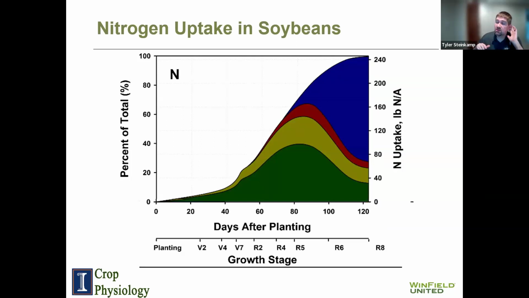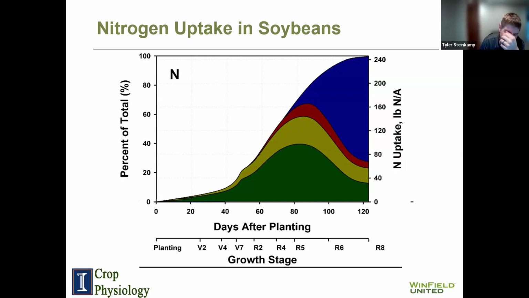Soybeans will actually take up more nitrogen than what most of our corn will throughout its life cycle. In fact, it takes roughly about 5 pounds for every bushel of soybeans that you're going to produce. And as you can see from this chart here, we actually take a majority of that nitrogen off in the grain.